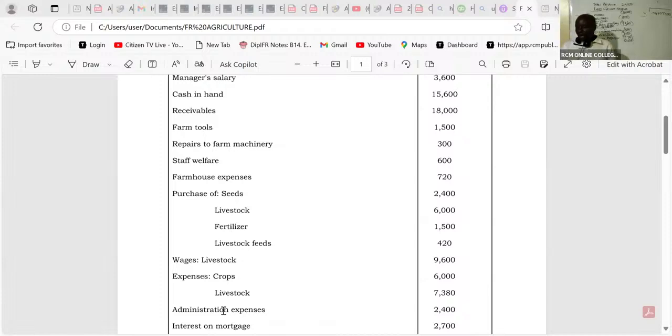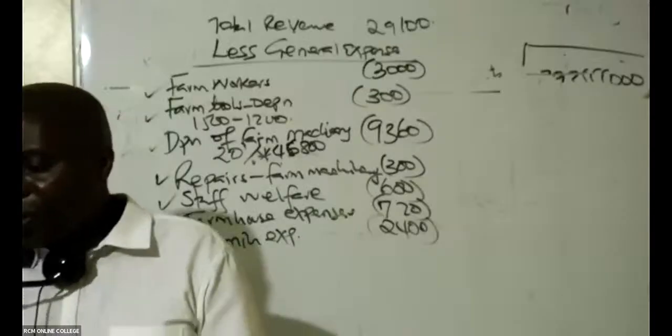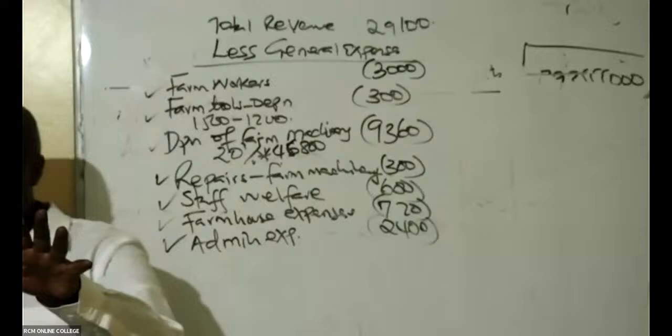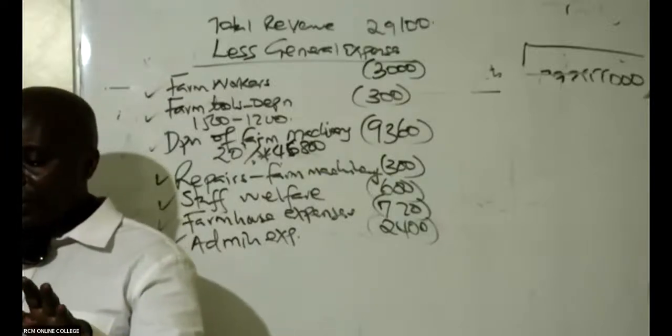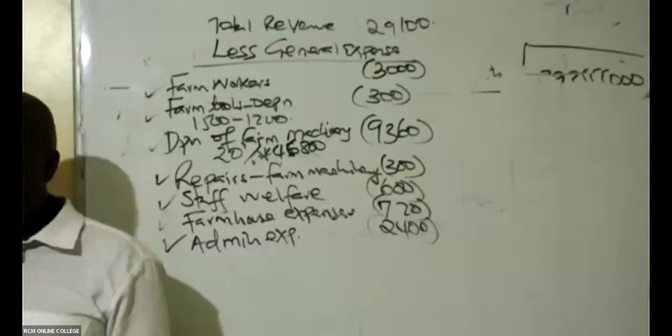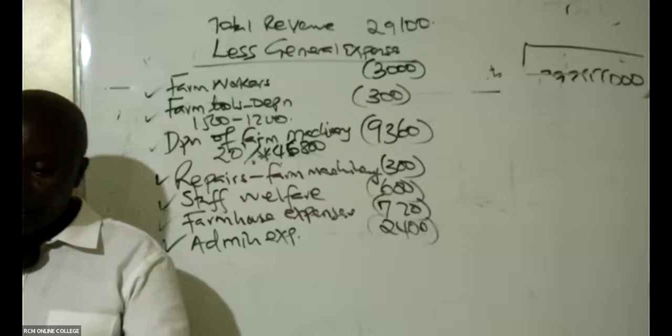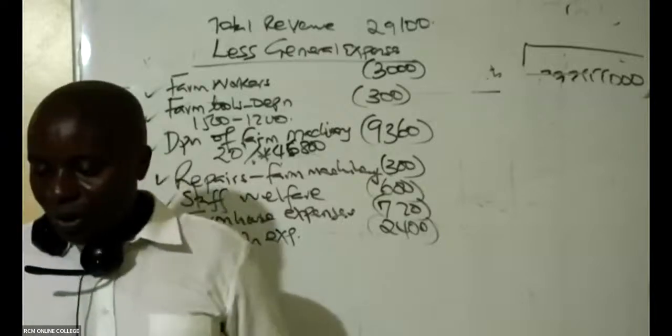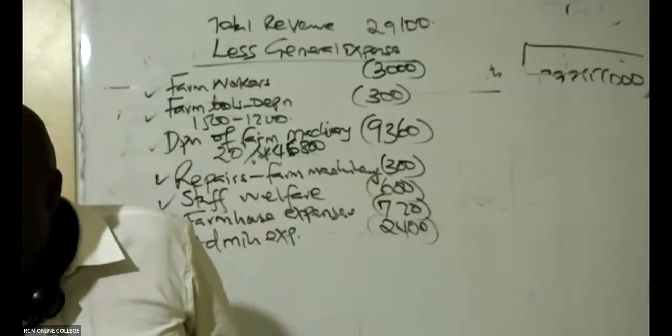Administration expenses are 2,400. Ladies and gentlemen, I would want to pause there and ask whether you have been able to reach exactly where Mwalimu has reached. Have you been able to reach where Mwalimu has reached? Okay, great. Then we can continue.